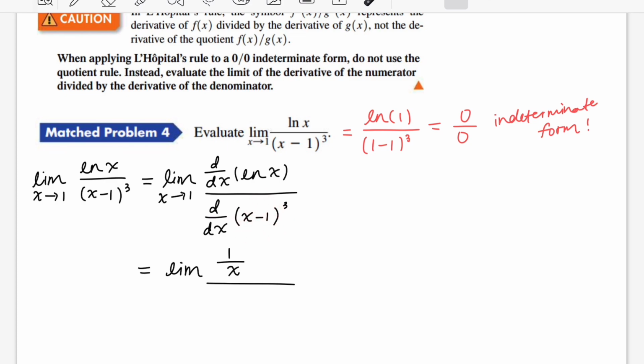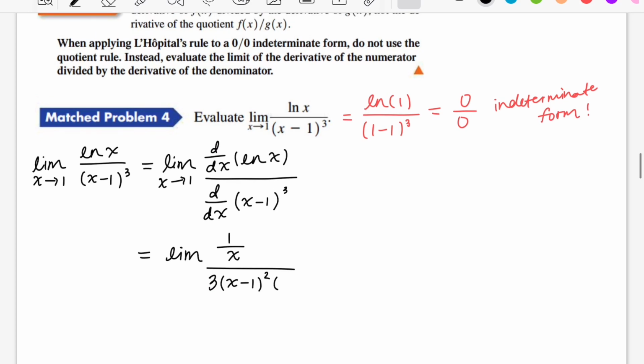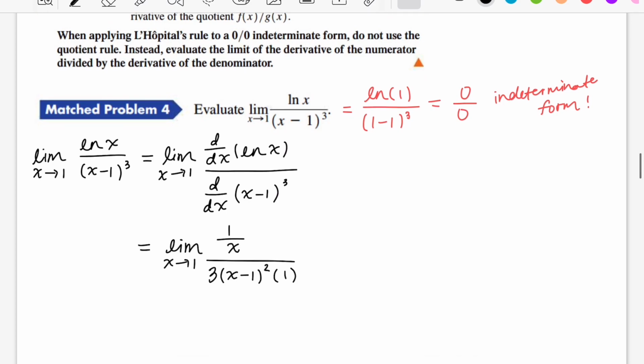So we'll evaluate the derivative of our outside function. The 3 will come down in front, and then we get the power 2. So we get 3 times (x minus 1) squared, the derivative of the outside function evaluated at the inside function. Then we need to multiply by the derivative of our inside function, which is just 1. We're looking at this as x approaches 1.